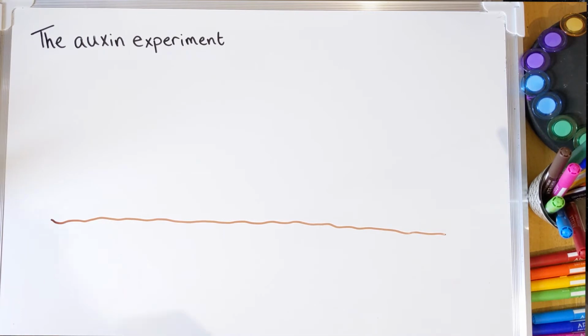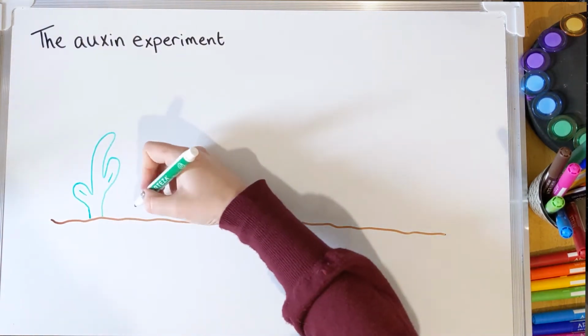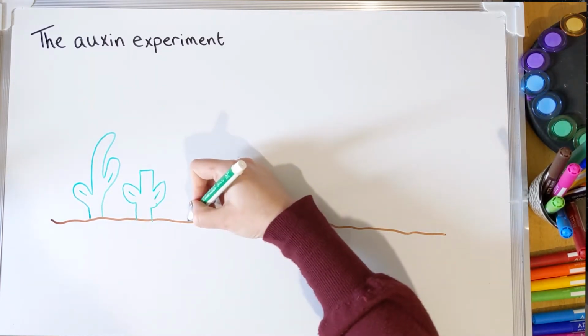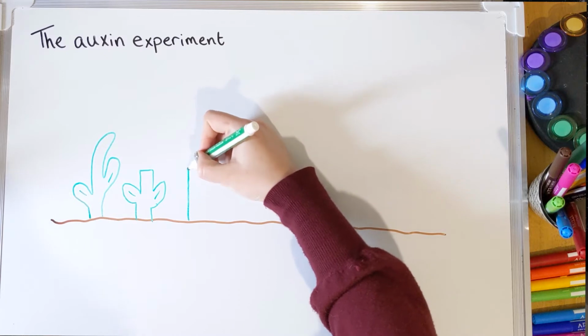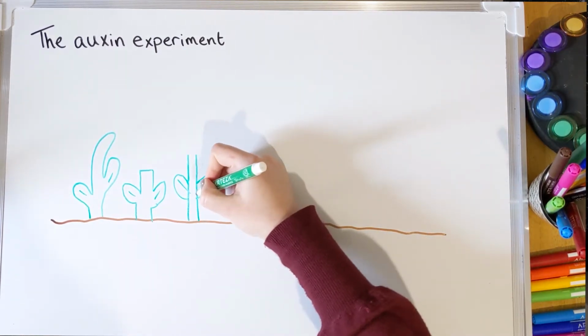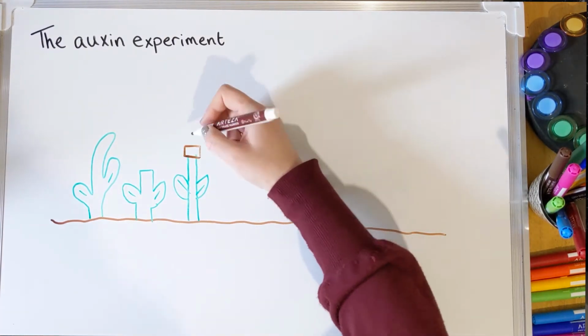I'm going to start off with looking at the auxin experiment, which isn't one experiment, it's actually a collection of a number of experiments that we've done when people were first starting out about plant hormones and their effects on growth. So as I'm drawing on the screen now, there are 6 experiments done under different conditions.